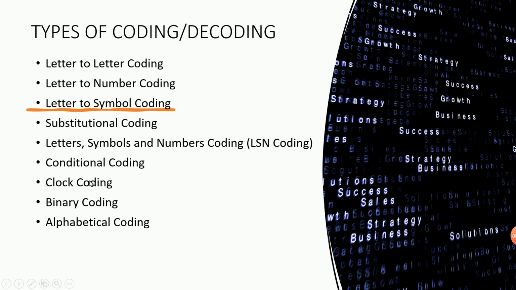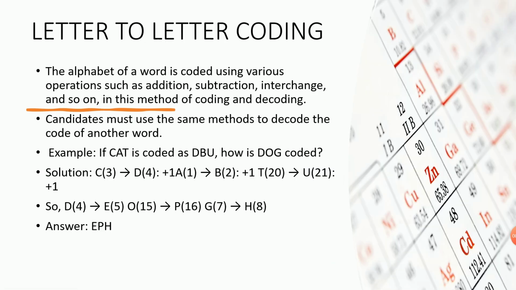Next, clock coding. This is also similar to number coding, but clock coding primarily focuses on the clock, the wall clock or watch. Then binary coding. In machines you use ones and zeros, so everything is coded in the format of binary. Next, alphabetical coding. Not everything may follow the alphabetical series, but this particularly follows the alphabetical series, so it is called alphabetical coding. We will see these with examples in the next slides.